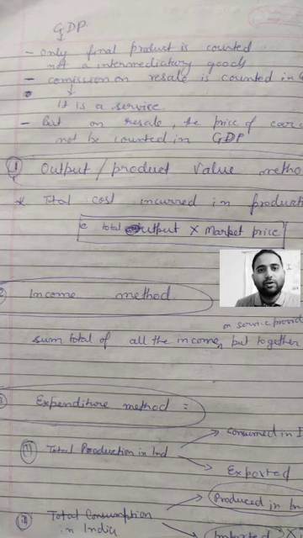So we get the value of C plus I plus G plus X minus M. Let's understand this in detail. What is the expenditure method and what is this formula all about?